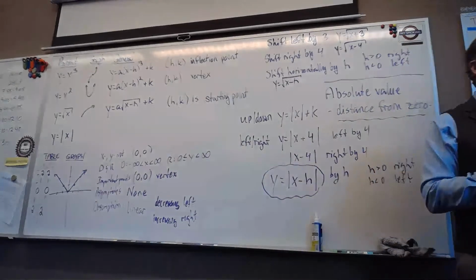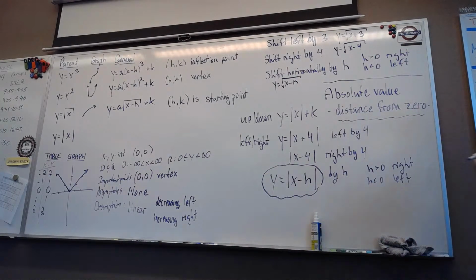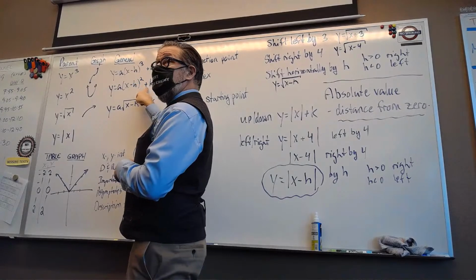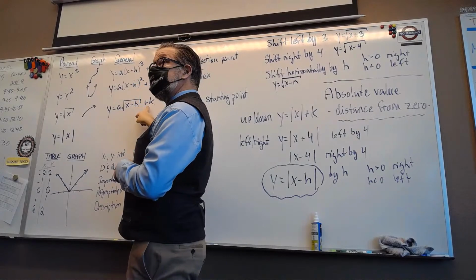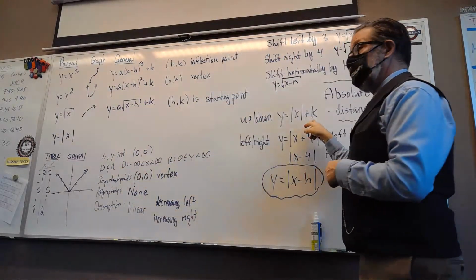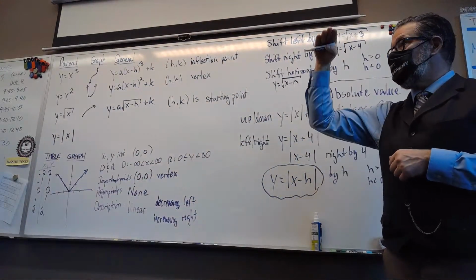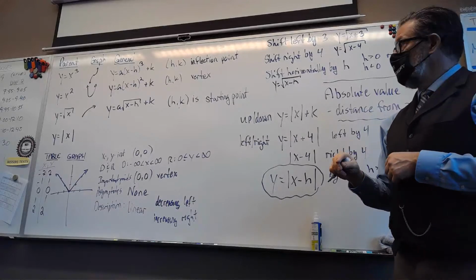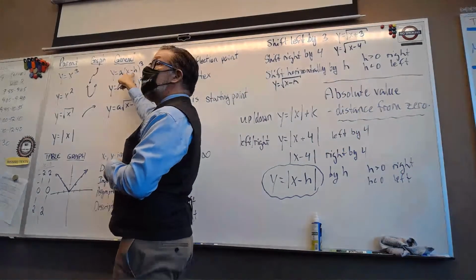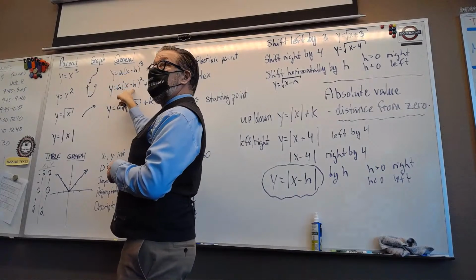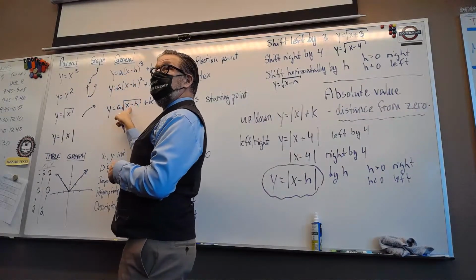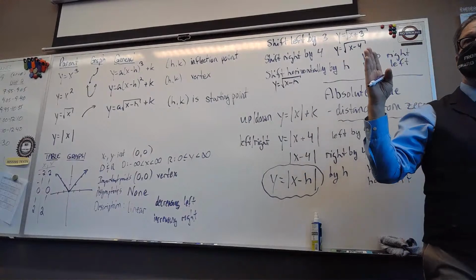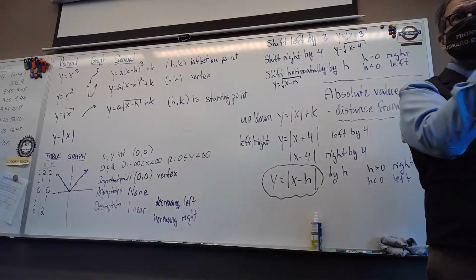Guys, are you starting to see a pattern? Look at what we've done so far. Cubic plus k. Quadratic plus k. Square root plus k. Absolute value plus k. Always makes the function go up or down. K positive, k negative. X minus h cubed. X minus h squared. Square root of x minus h. Absolute x minus h. Always makes it go left or right. H positive, h negative.